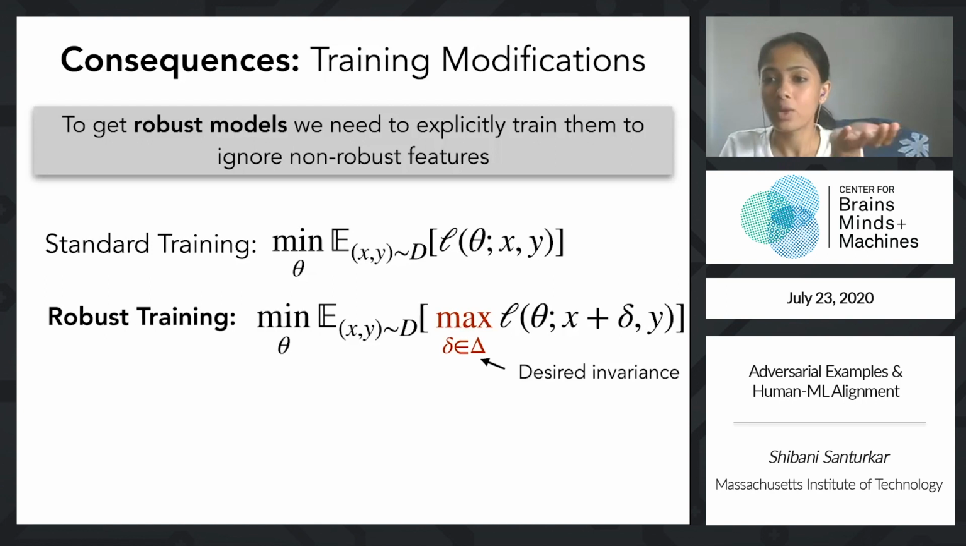So you can think about it as having a data point, and within some perturbation set, you're finding the worst-case point and saying, no, you should be stable. You should still predict the same, even if I change the image this way. Does that make sense?